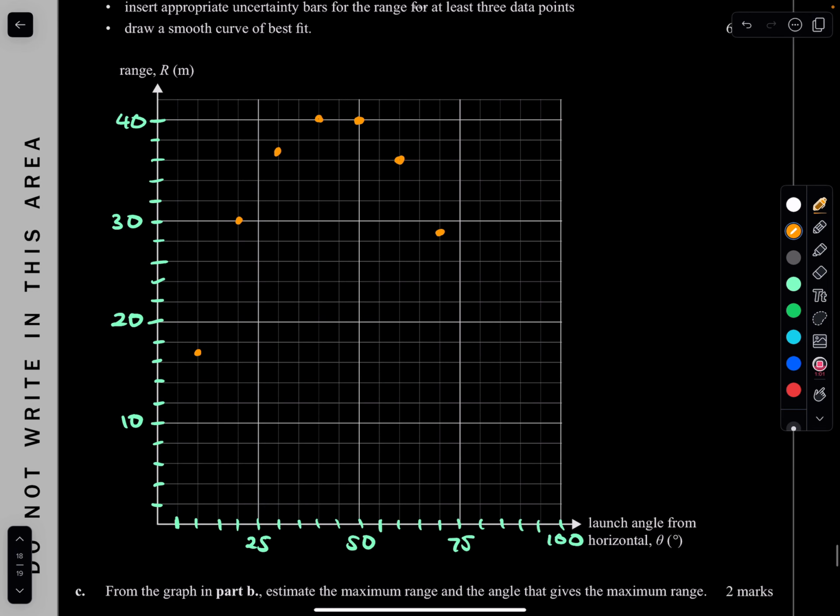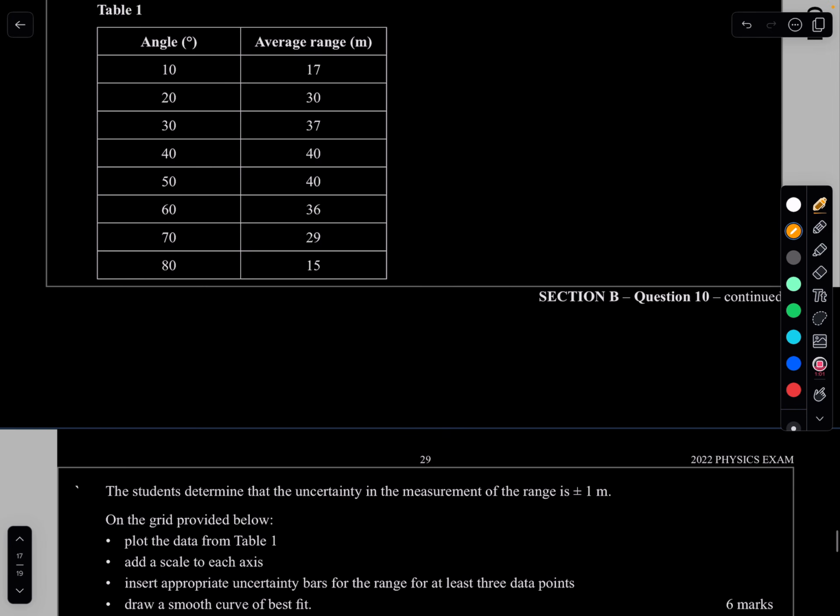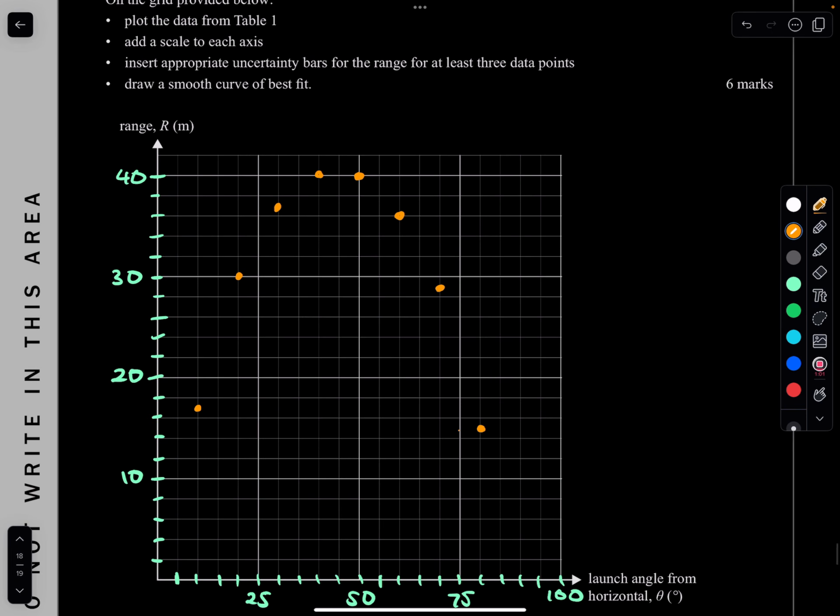80, 15. So 80, 15. 2, 4, so here, right over here. That's 15 because 80, 85. So 75, 80. Yep, so 75, 80. Is that right? 80 to 15. 2, 4. Yes, that's it.